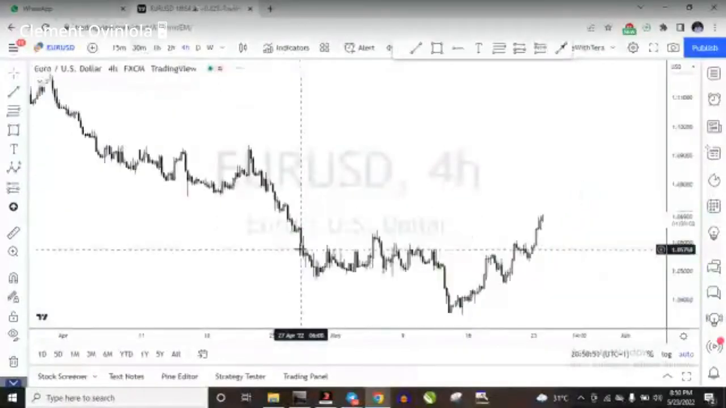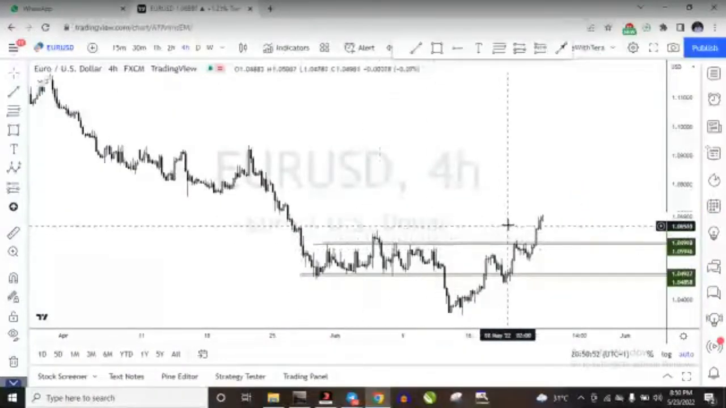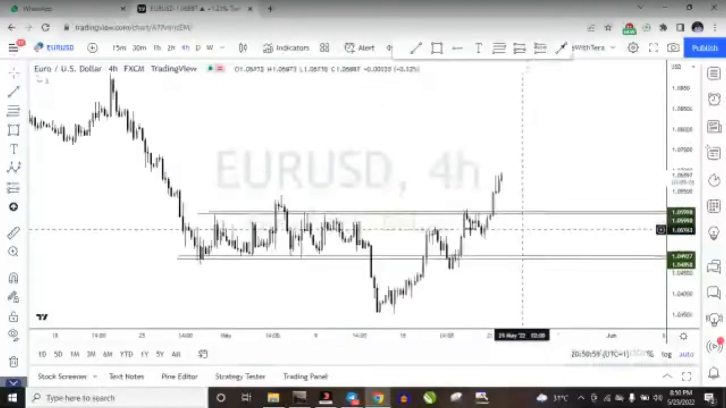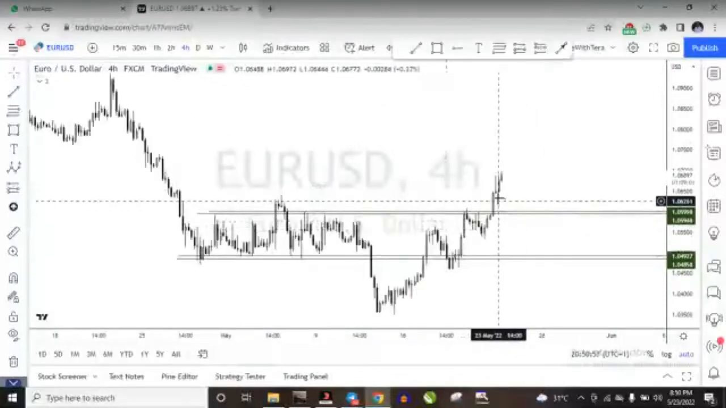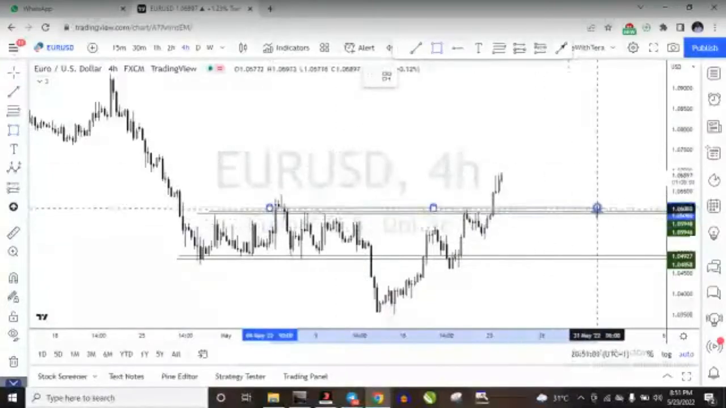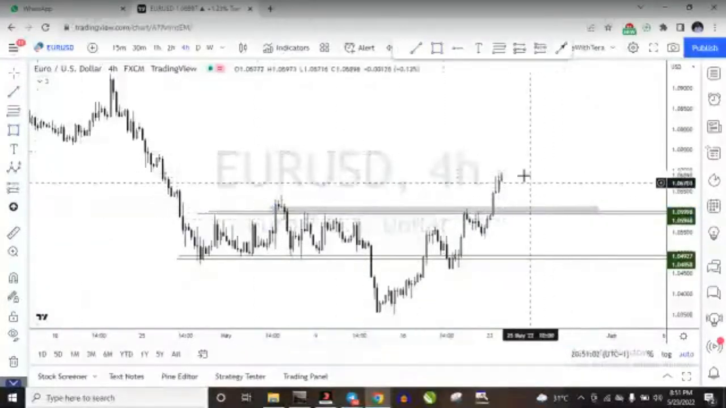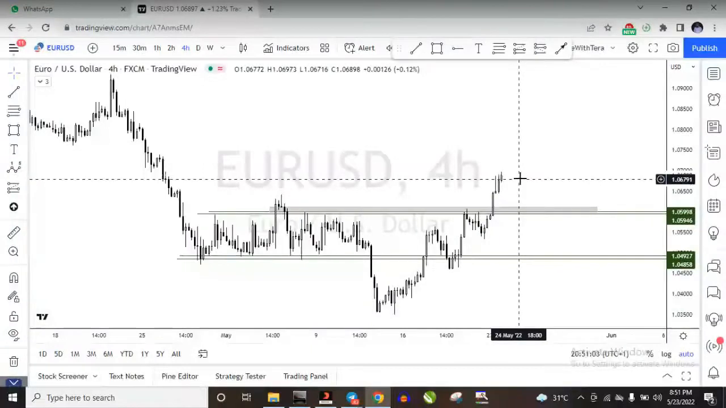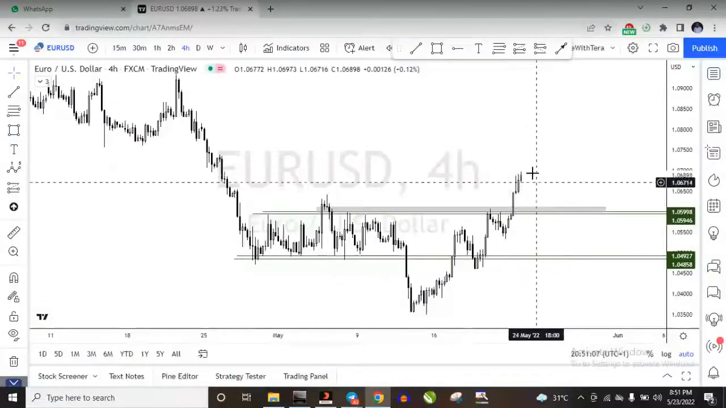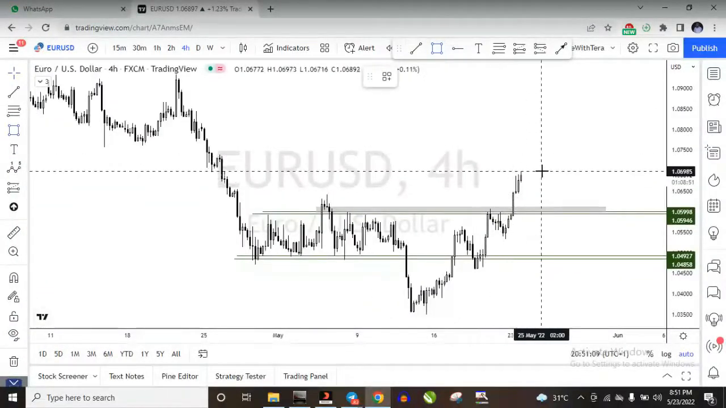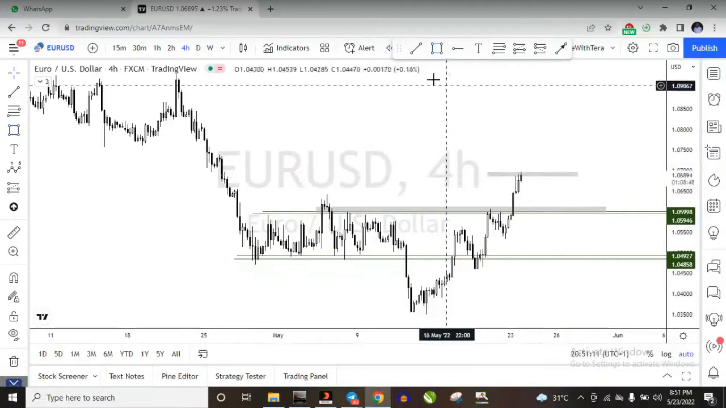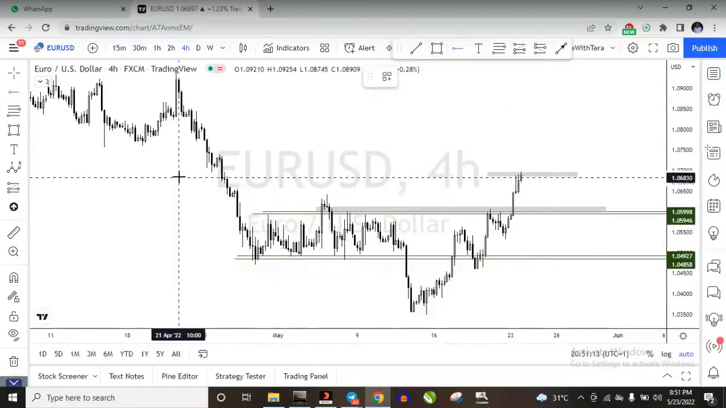But for Euro USD, I don't know whether the market is going to retest yet or not, because I don't really see any. This area is the closest resistance on Euro USD, and except there is a rejection candle around here, you can't really say that it is time for it to go down, right?